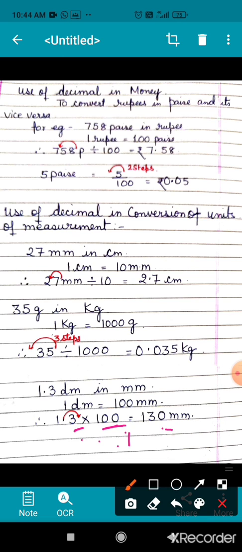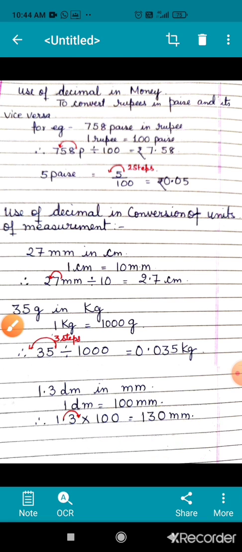Okay, and children, you will bring your decimal here. As I told you before, the decimal is present at the extreme right. The decimal you cannot see, okay, it is hidden. So you will write only 130, okay.